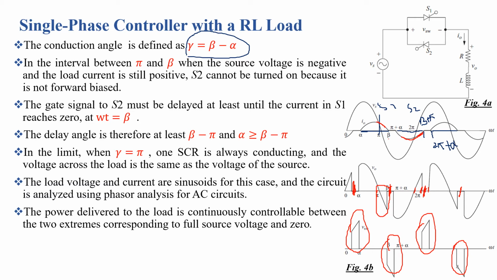So when the conduction angle equals pi, one of the SCRs is always conducting, and we are getting the same output voltage as the source. The power delivered to the load is continuously controllable between the two extremes corresponding to the full source voltage and 0. So obviously we can control the voltage between the two extremes, and 0 is from this point to this point. So we can control the full AC source voltage. And also we know that this is a simple RL circuit, and we can analyze it by using simple phasor analysis techniques.